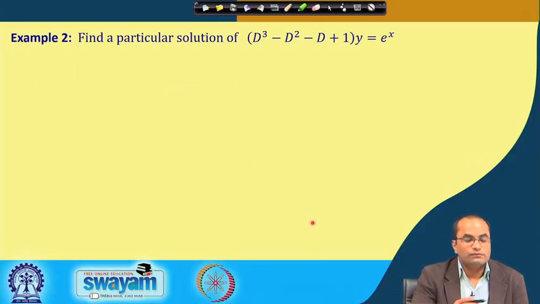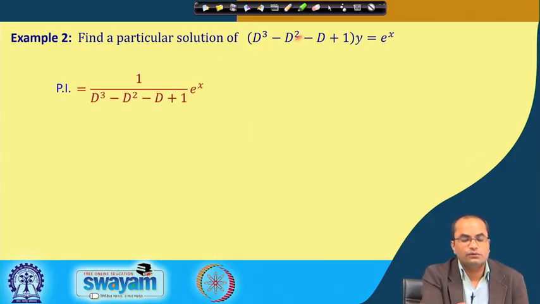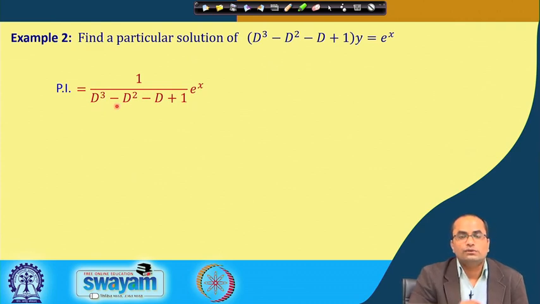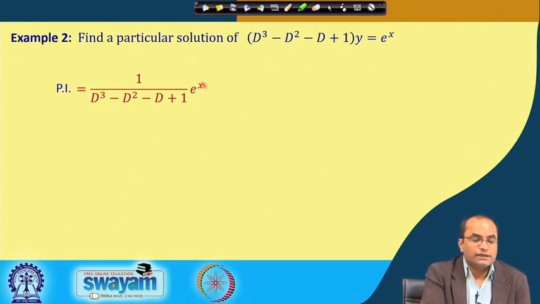In the next problem, we will find just a particular solution of this differential equation. The particular solution will be 1 over this inverse operator, e power x. If we substitute this here, because the coefficient of x is 1, we need to just replace here 1 minus 1 minus 1 plus 1. This is coming to be 0, which means we cannot apply it here.